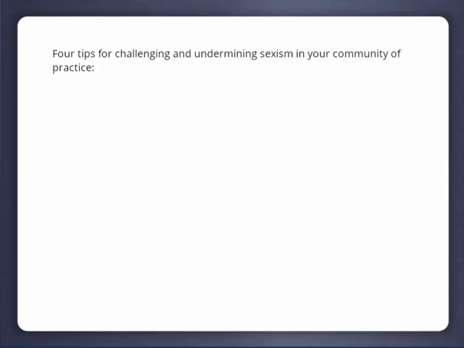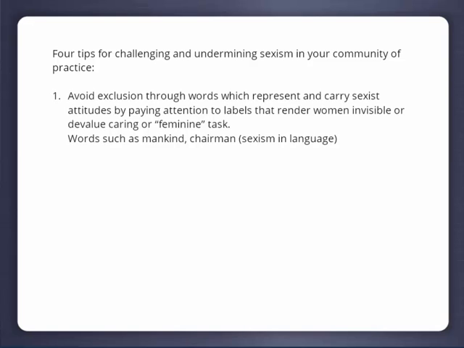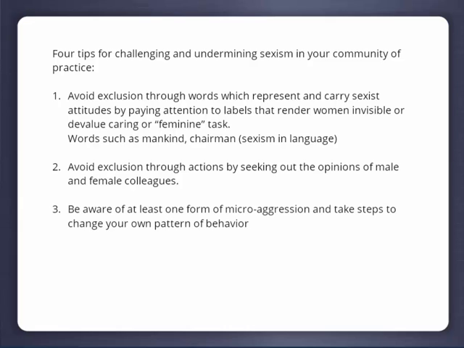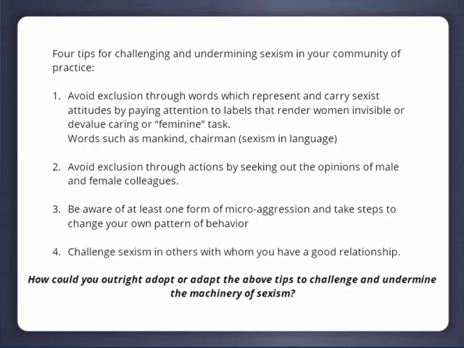Here are 4 tips for challenging and undermining sexism in your community of practice. Number 1, avoid exclusion through words which represent and carry sexist attitudes by paying attention to labels that render women invisible or devalue caring or feminine tasks. Number 2, avoid exclusion through actions by seeking out the opinions of male and female colleagues. Number 3, be aware of at least one form of microaggression and take steps to change your own pattern of behavior. And number 4, challenge sexism in others with whom you have a strong relationship.